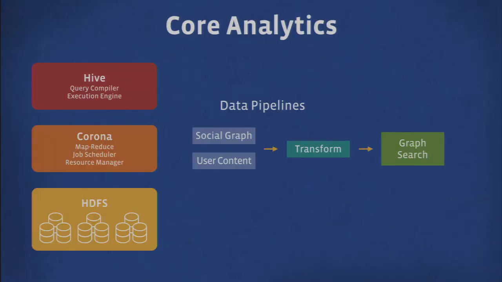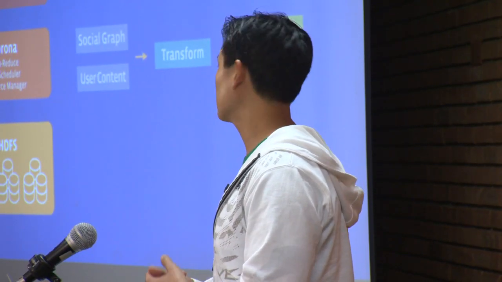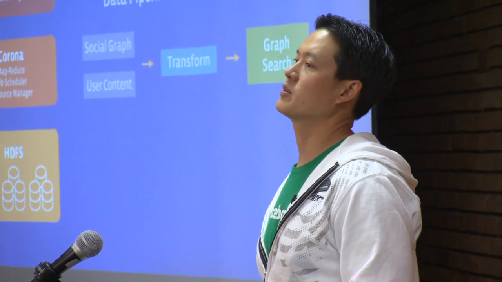Now, those MapReduce jobs are executed on top of something called Corona, which is our implementation of MapReduce, which I'll get into a little bit later. It's going to do things like job scheduling and resource management. And it all works on top of a system called HDFS. HDFS is, I wouldn't call it a parallel file system, but a distributed file system in the sense that maybe people here are familiar with. Its intent is not to make a single write really fast, but rather to be able to sustain lots and lots of writes simultaneously at high speeds.